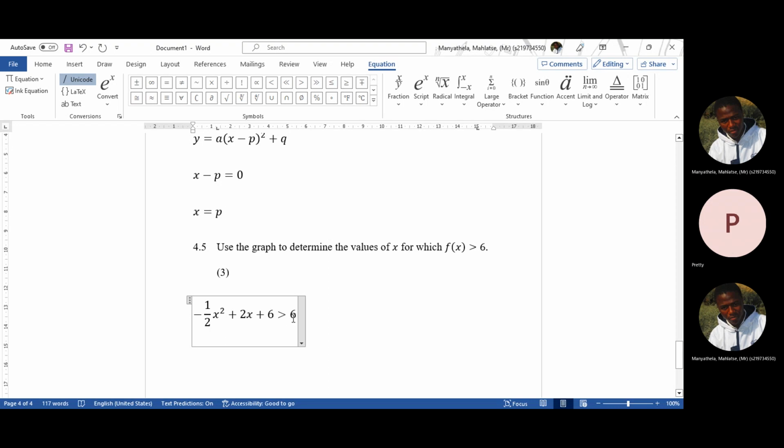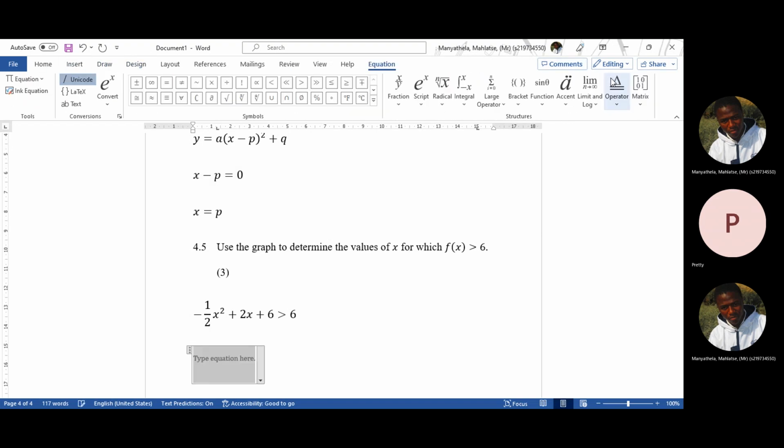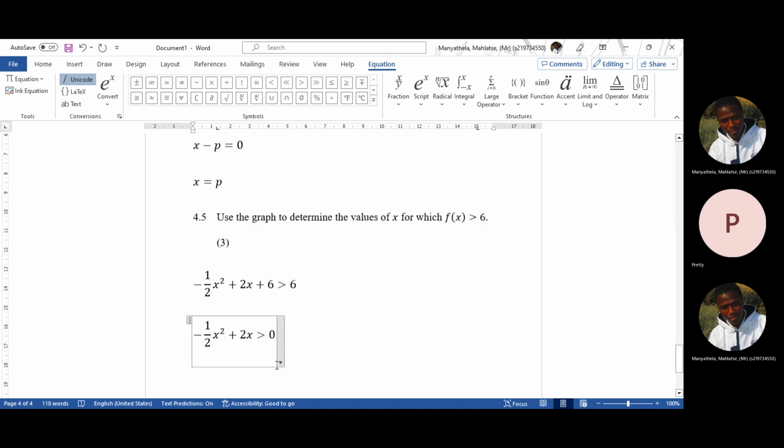So we cancel the 6 and 6, and we get minus 1 over 2 again, then 2x squared plus 2x is greater than 0.